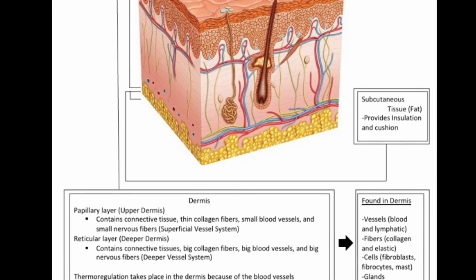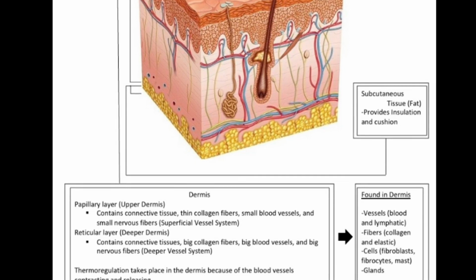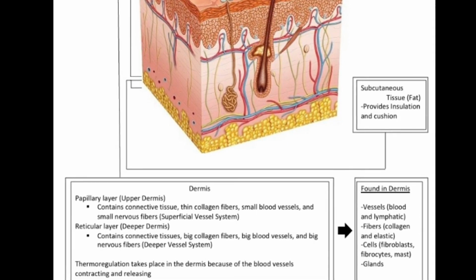The third and final layer of the skin is the subcutaneous tissue, which is just a fat layer that provides insulation and cushion.